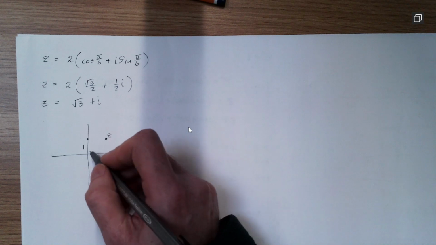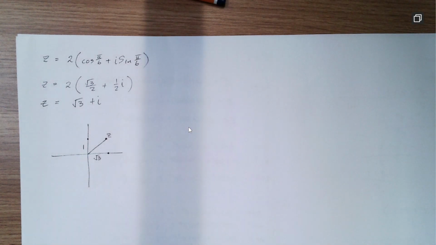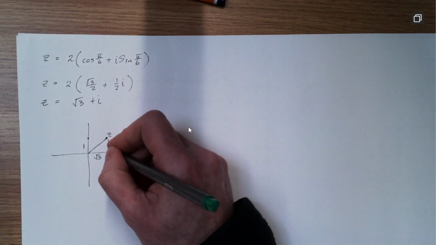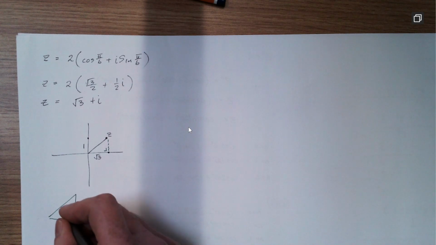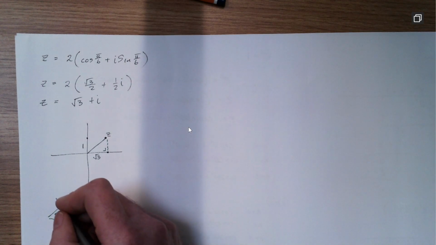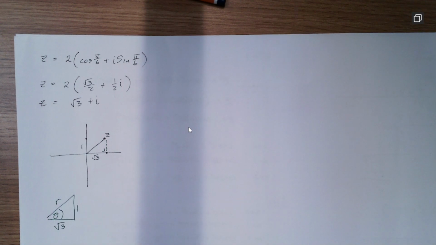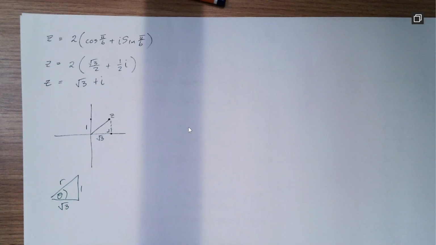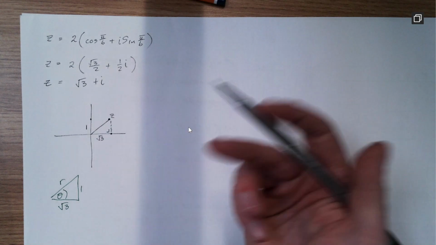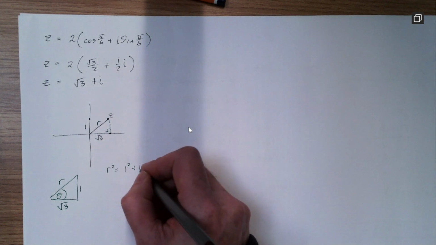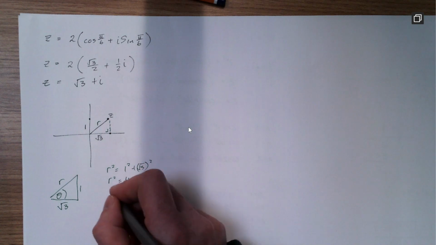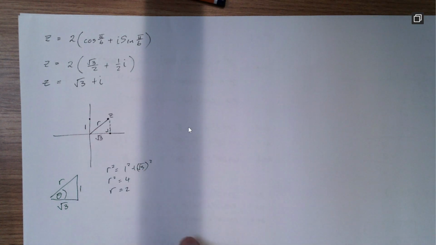Now, for the distance r, we have a right angle triangle with 90 degrees. The adjacent side is square root 3 and the opposite side is 1. So r squared equals 1 squared plus square root 3 squared, which gives r equals 2. So the modulus is 2.